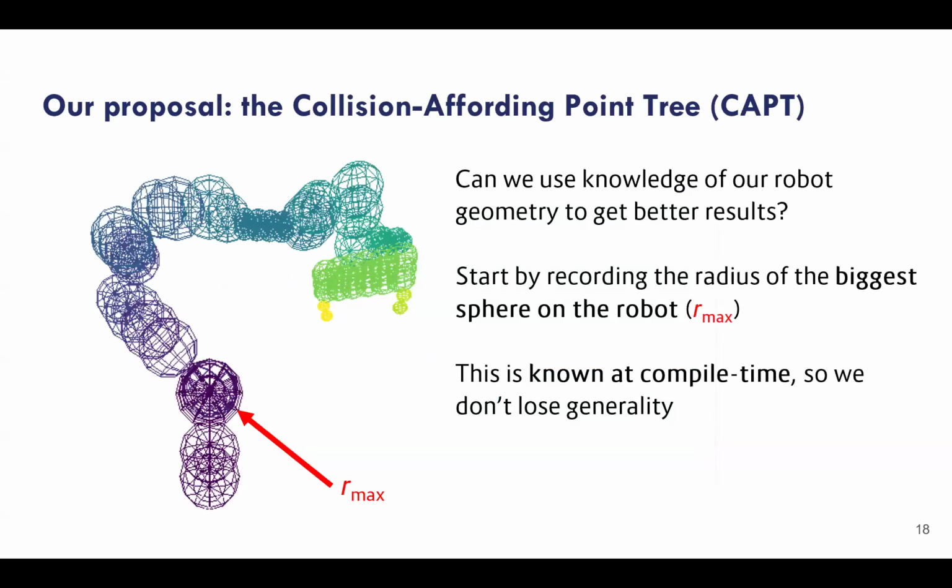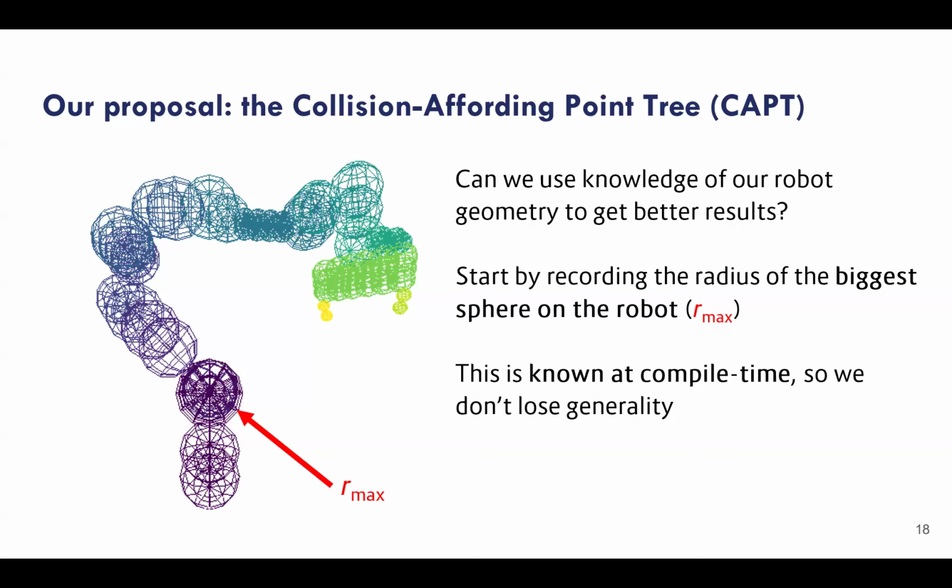And so our proposal is a new data structure called the collision affording point tree. The big insight here is that we can use the existing robot's geometry and use that to inform the shape of our data structure. So we're going to start by looking at our robot again, and we're going to pick the biggest sphere on our robot. And we'll say that that robot's biggest sphere has radius Rmax. And we know what our robot looks like at compile time or configuration time. So this is completely without loss of generality. We can use this on any robot we want.